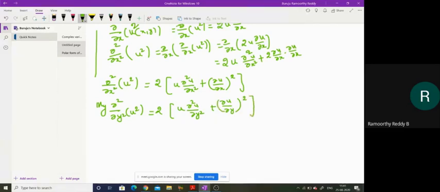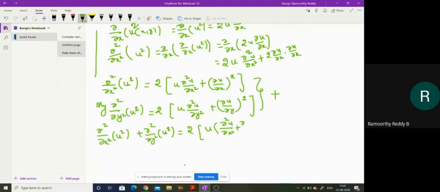Now we need to add these two. So adding them, you get ∂²/∂x² of u² plus ∂²/∂y² of u², which is equal to 2 times, taking 2 common, and these two are added, so you again take common: [∂²u/∂x² + ∂²u/∂y²] plus (∂u/∂x)² plus (∂u/∂y)².